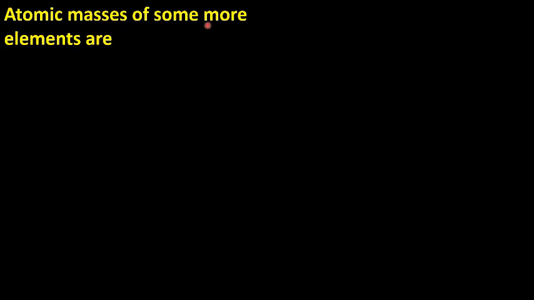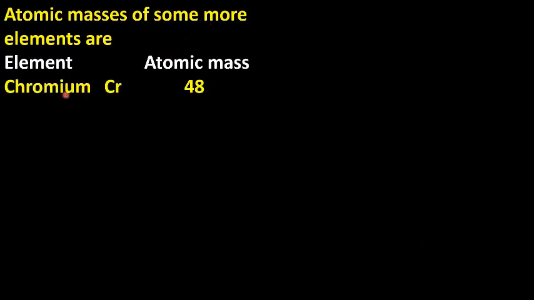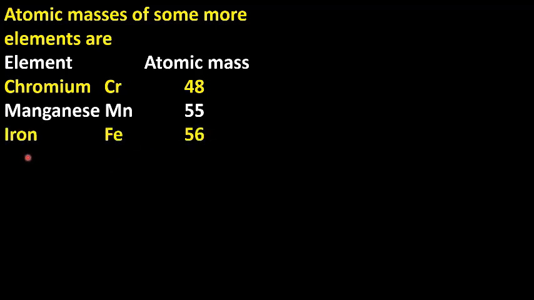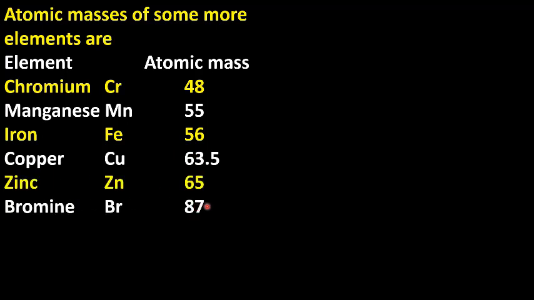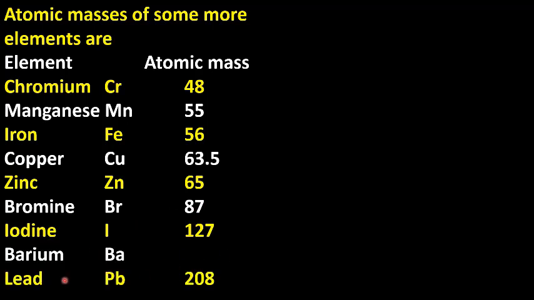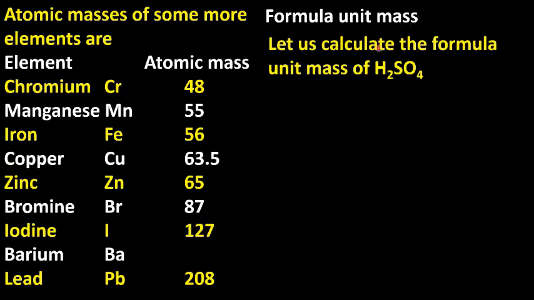Relative atomic masses of some more elements. Chromium 52, manganese 55, iron 56, copper 63.5, zinc 65, bromine 80, iodine 127, lead 208. Formula unit mass.